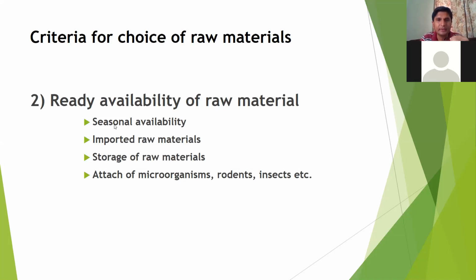So if we are selecting seasonal raw materials, or those raw materials that we have to import, then we have to go for the storage of the raw materials to make them available throughout the year. Then it means that the price of our final product would go much higher. And not only do we have to spend money on the storage of the raw materials, but there is also a chance that the stored raw materials could be attacked by microorganisms. Many microorganisms, or rodents or insects, can come and spoil the raw material. So this is also another disadvantage.